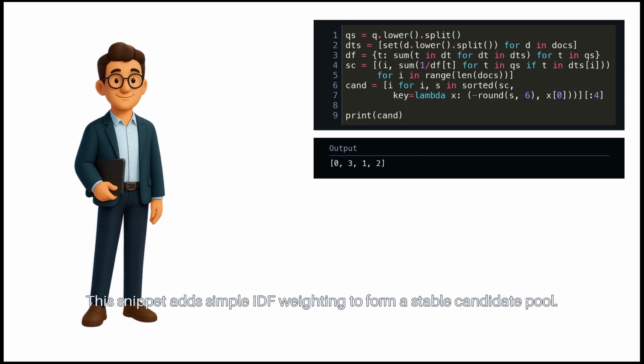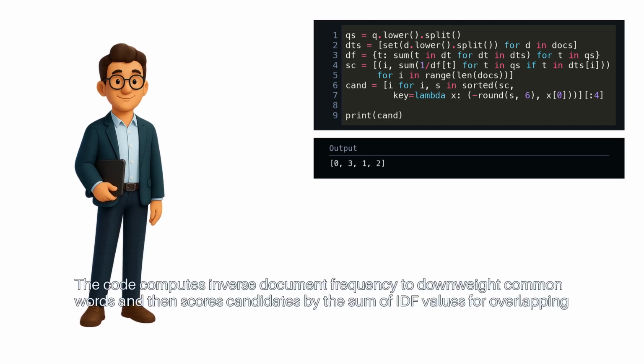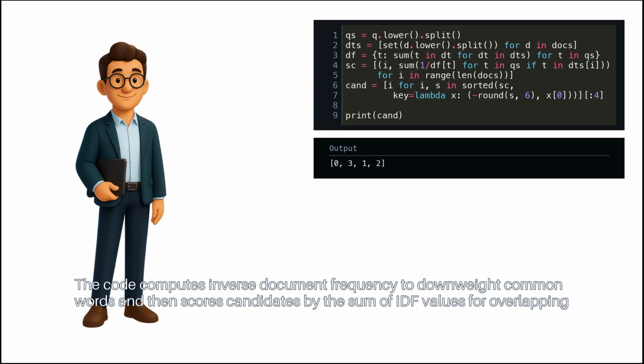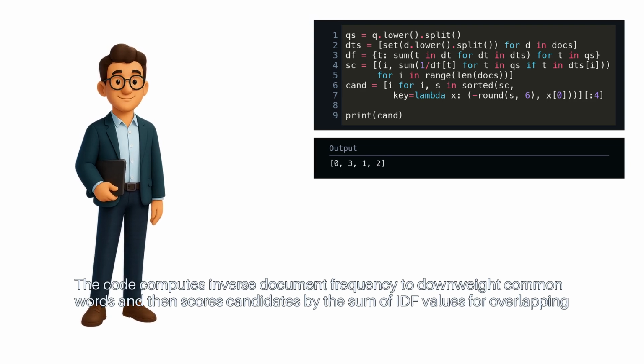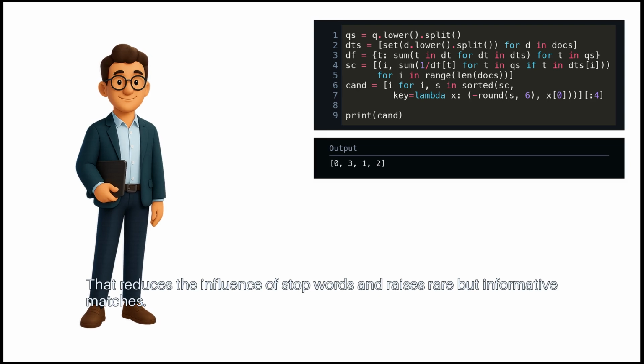This snippet adds simple IDF weighting to form a stable candidate pool. The code computes inverse document frequency to downweight common words, and then scores candidates by the sum of IDF values for overlapping tokens. That reduces the influence of stop words and raises rare but informative matches.